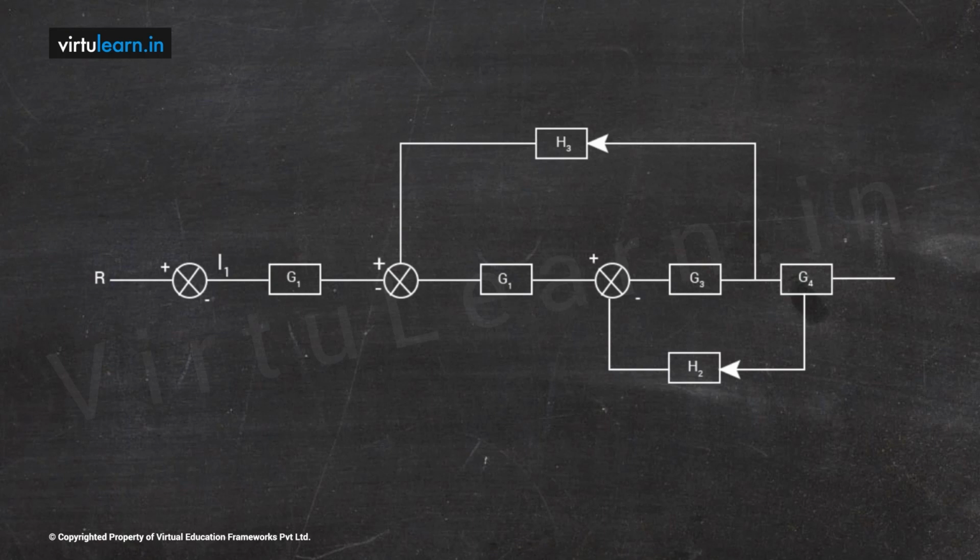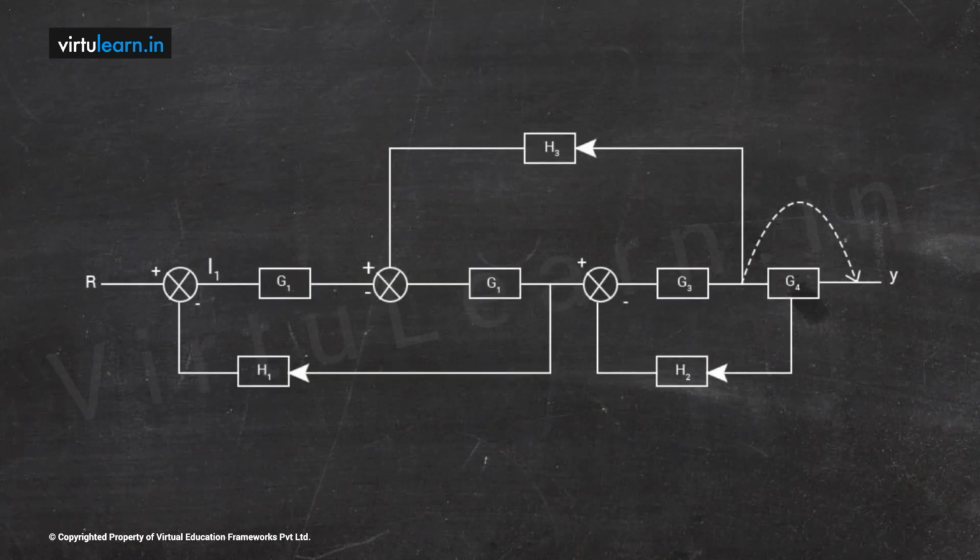If we closely observe this problem, there are a total of 3 summing points, out of which one summing point has 3 inputs. Of course, the input is R of S and the output is C of S. Now, there is one forward path, that is, one parallel path. This parallel path we will reduce first. The last summing point has G3 and one simple connection, where we don't have any block, which means the gain is 1. Then what will be the resultant? 1 plus G3 is the resultant.